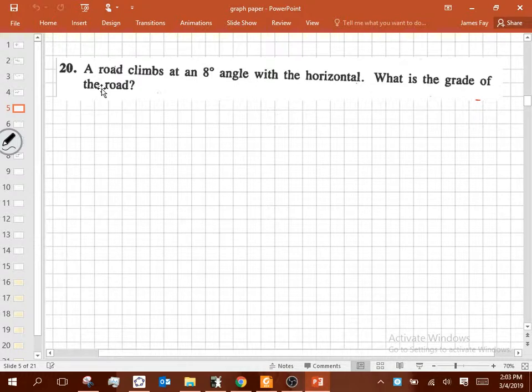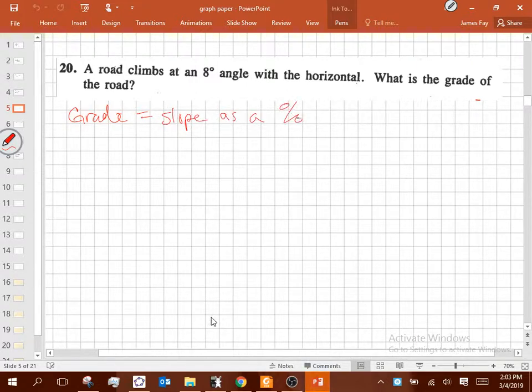All right, so this question here, 20. We talked on Thursday that the grade of a road, do you remember what we said the grade of a road simply was? Grade equals slope as a percentage, right? Okay.